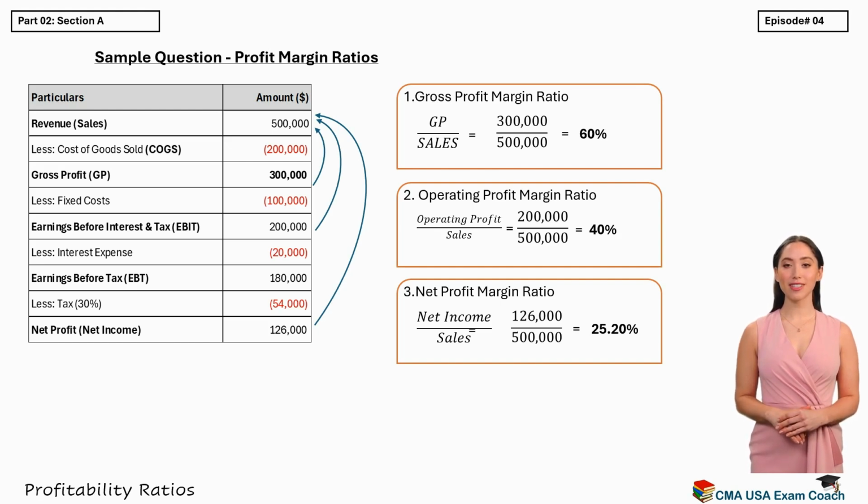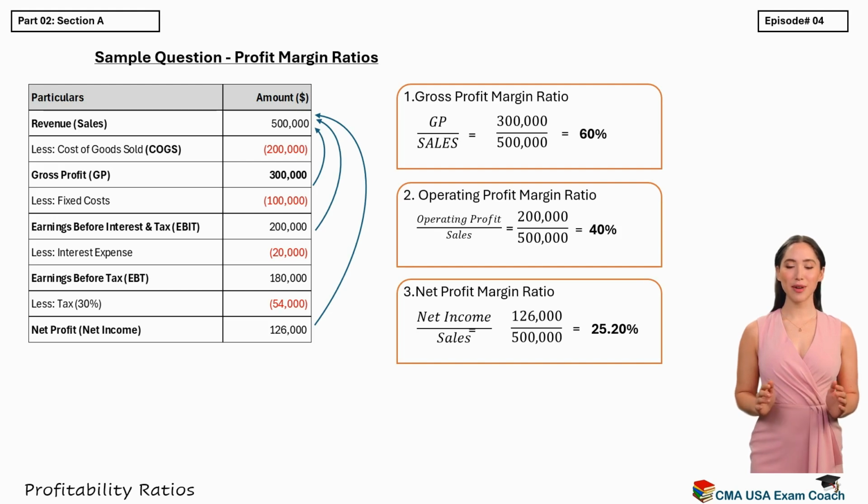These three margins, gross, operating, and net, give us a complete understanding of how profit flows through a company's operations, from production to final earnings. In the next slide, we'll explore EBITDA and how it gives even more insight into operational performance.